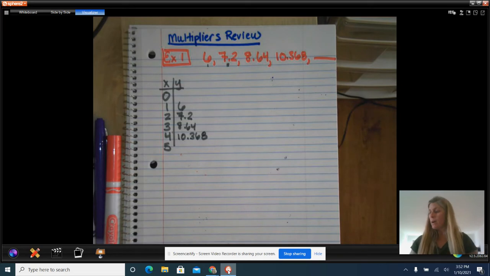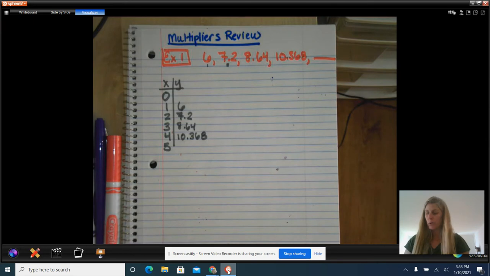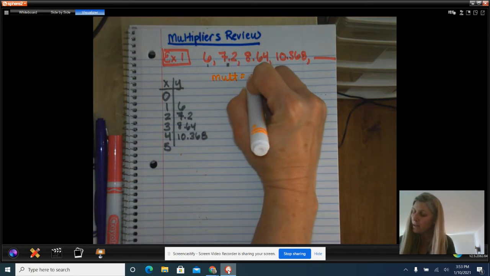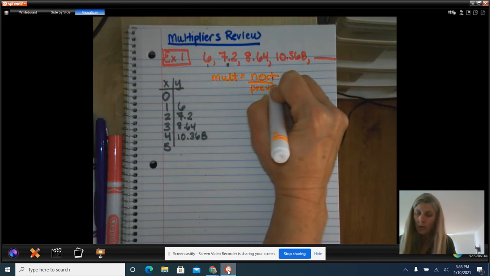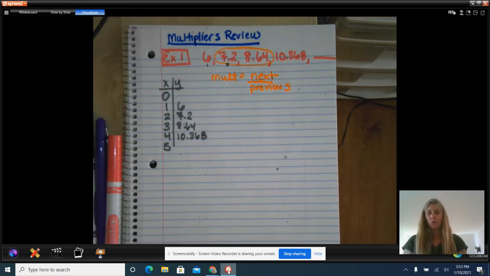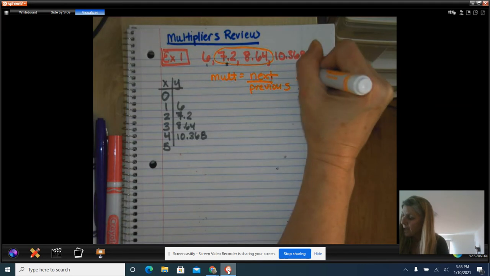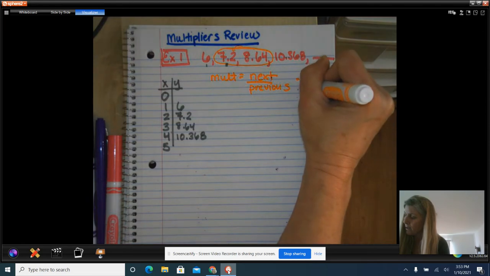Now, we need to find our multiplier. We need to find what do I do to the number 6 to go ahead and turn that into 7.2. And we know that our multiplier has a very simple equation. We know that it is the next number divided by the previous. So we need to go ahead and pick any two numbers next to each other. It doesn't matter which two there are, as long as they are next to each other. So in this case, my next number is 8.64, and the previous number before that one is 7.2.